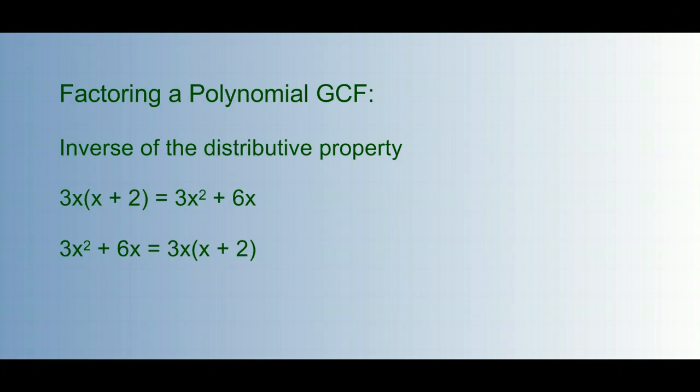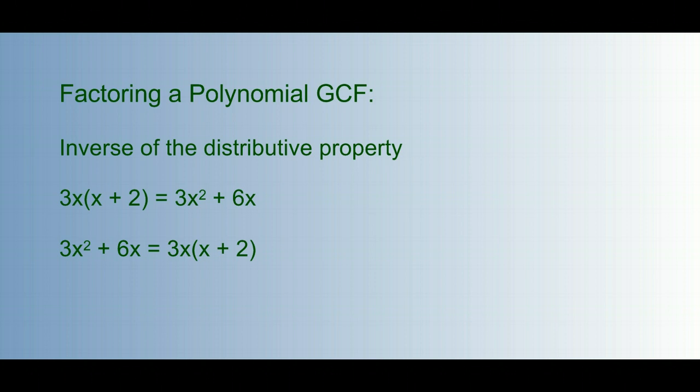To start with today, we're going to focus on factoring a polynomial using the greatest common factor. You'll hear that referred to as GCF, just like you did in previous classes. When we're talking about factoring a polynomial in that form, we're talking about the inverse, or the opposite, of the distributive property. The distributive property, as you all know, says we take this 3x and we multiply it by x and we multiply it by 2. That makes 3x squared plus 6x. And that's the basics of the distributive property.